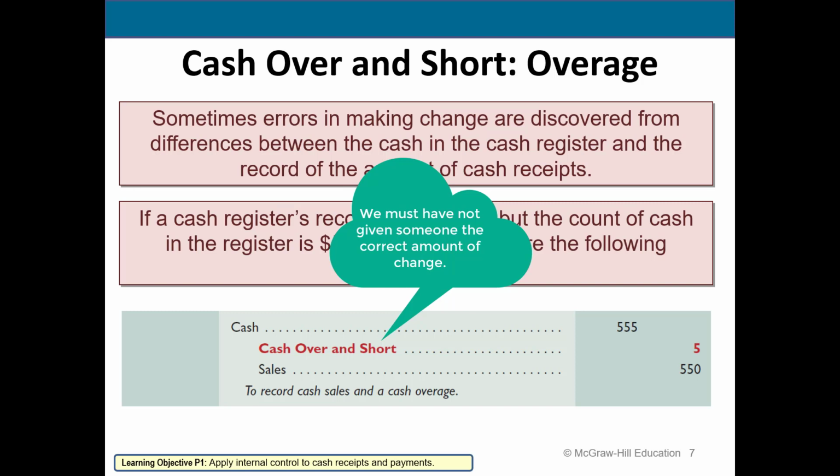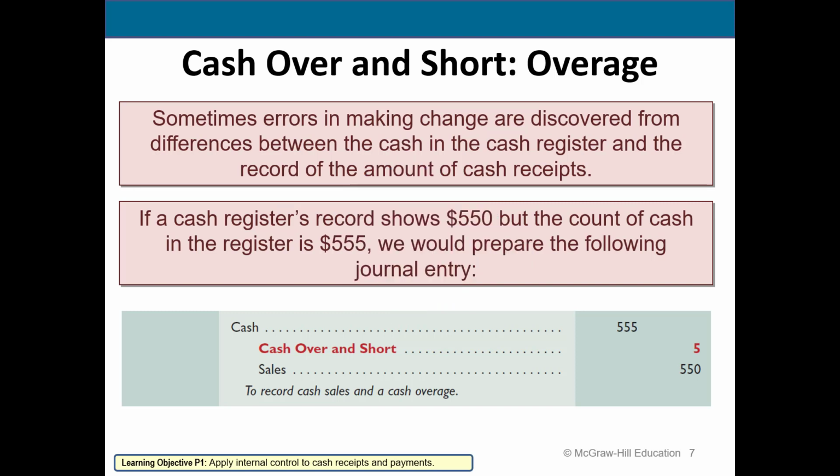In that case, we would prepare this journal entry to increase cash, $555, increase cash over and short, $5, and increase our revenue for the amount of the revenue, which is $550. So the cash over and short account is an income statement account, and it will record the cash overages and the cash shortages.